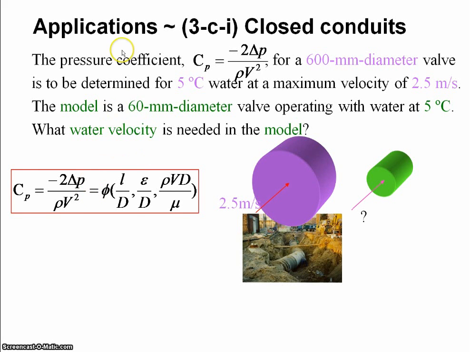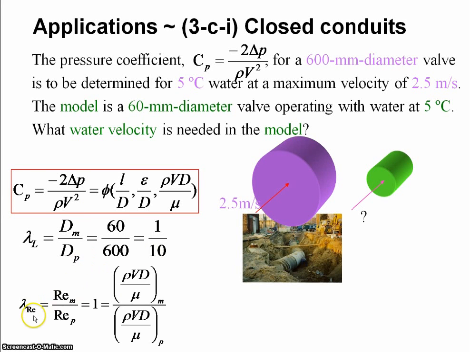Now we also learned about the similitude law, and there are a couple of them. First, we will use the geometric similarity. It means the model diameter and the prototype diameter ratio is 1 to 10. We need to follow these geometric similarities.